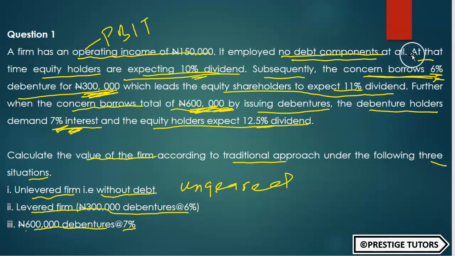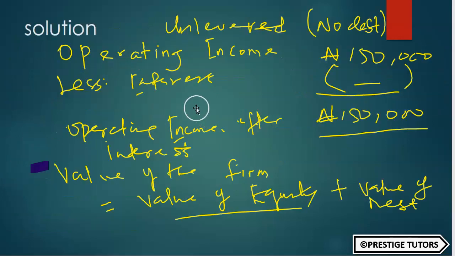Now, if you look at it, at the point when we have no debt, our cost of equity at that time, the equity holders are expecting 10% dividend. That is the cost of equity. The equity holders are expecting 10%. This is our KE, cost of equity. That is our cost of equity.